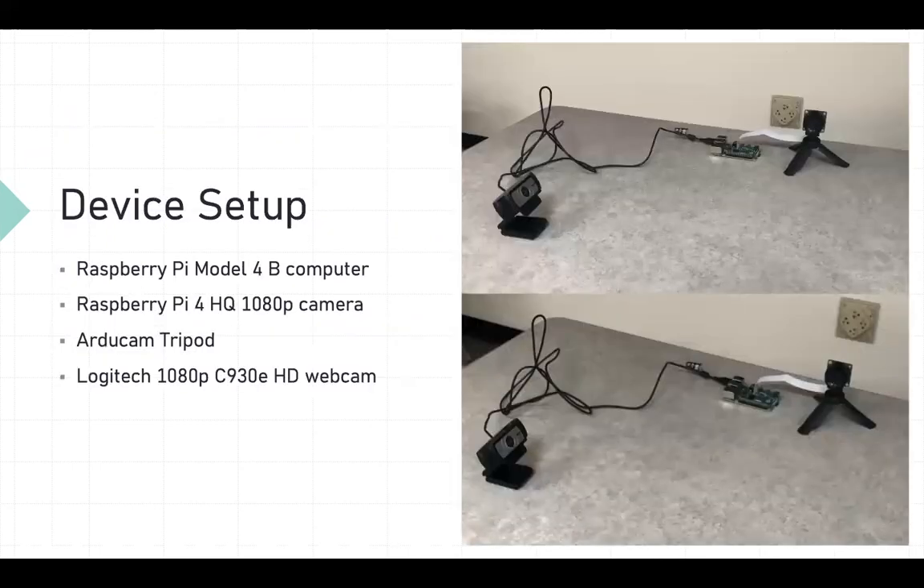Now on this slide, I've included a picture of the device that I created. It's not all that complex of a setup because all that was necessary was the ability to capture video footage of 2 different planar dimensions of a fish tank. The pieces include a Raspberry Pi 4 Model B computer with 2 cameras attached. One of the cameras is a Raspberry Pi 4 HQ 1080 pixel camera mounted on top of an Arducam tripod for stability, and the other one is a Logitech 1080 pixel C930E HD webcam.